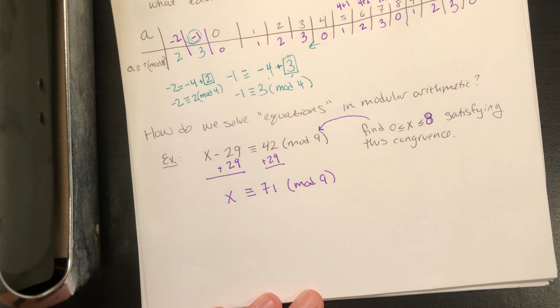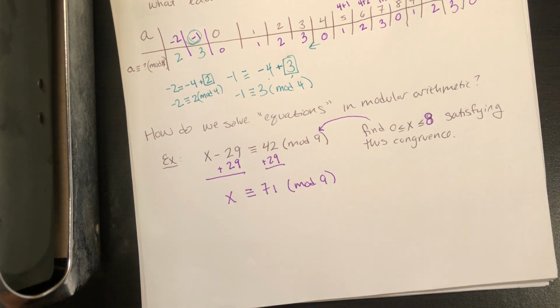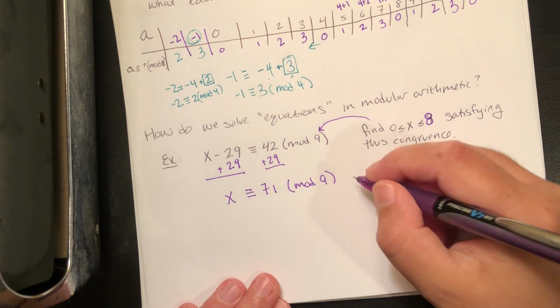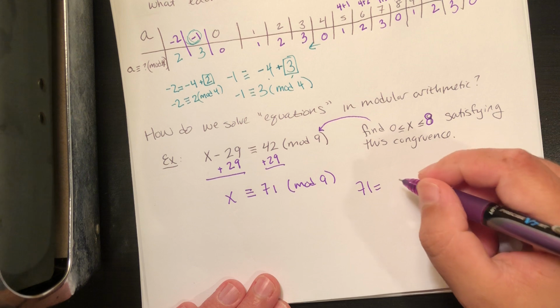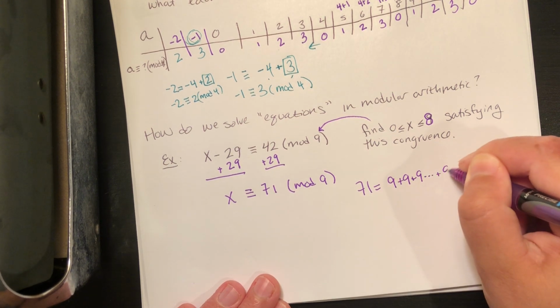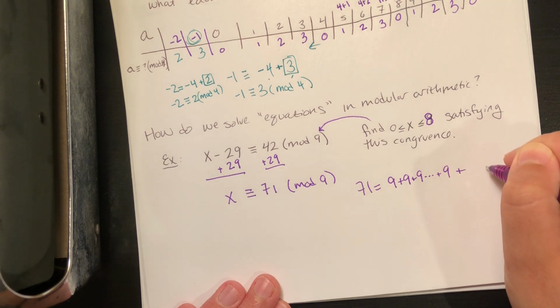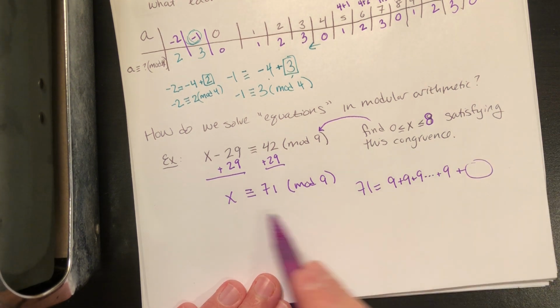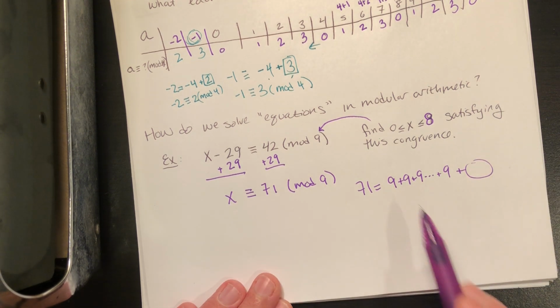Okay, well the problem is we want x to be a number between 0 and 8, and this is too big. But all we have to do is figure out what 71 is congruent to mod 9, and we'll have our answer. In other words, let's try to express 71 as a bunch of copies of 9 plus some remainder. Whatever that remainder is, that's going to be what x is equivalent to mod 9.